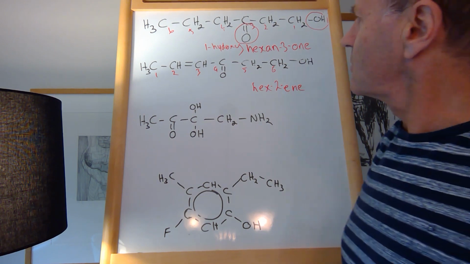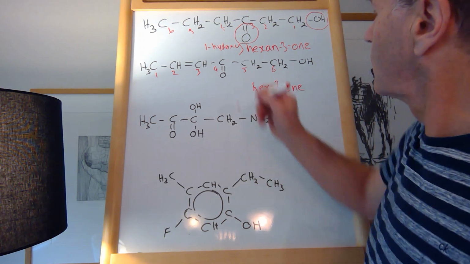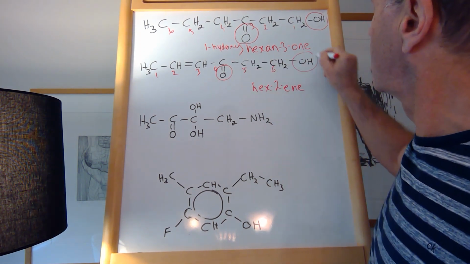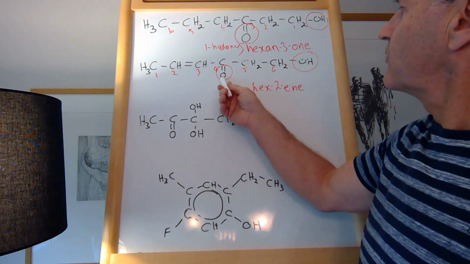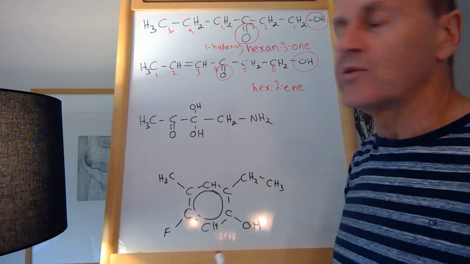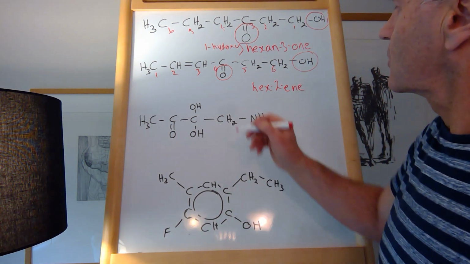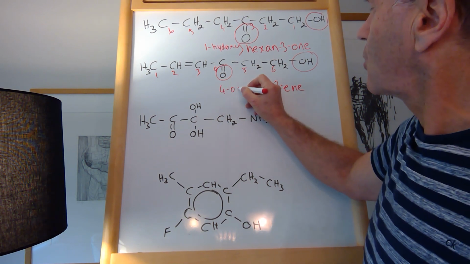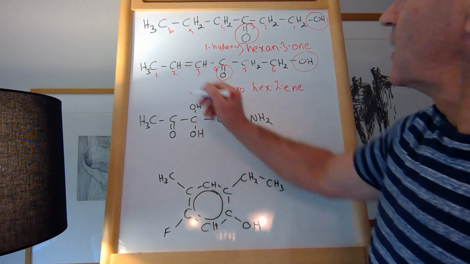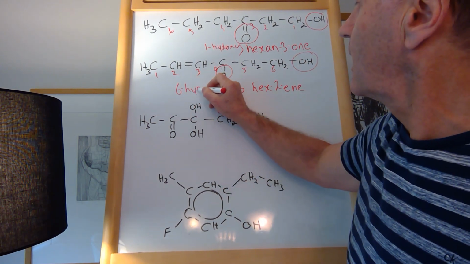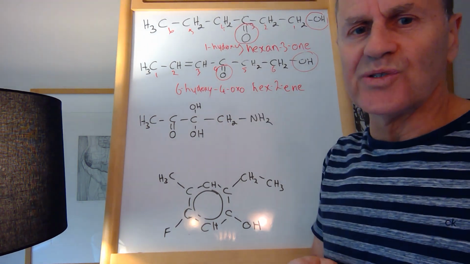So what we have to do next is name the functional groups and say where they are. And so we've got the same functional groups. We've got our hydroxy there, which is now attached to carbon 6, and we've got our ketone here, which is attached to carbon 4. But we can't now call it one. We have to call it 4-oxo hex-2-ene. And now we've got this one, and it's our 6-hydroxy-4-oxo hex-2-ene.